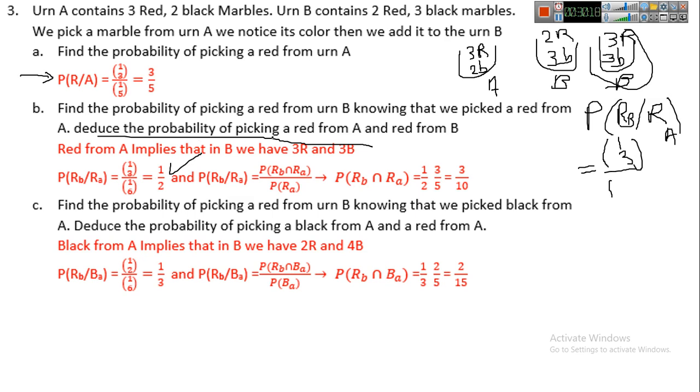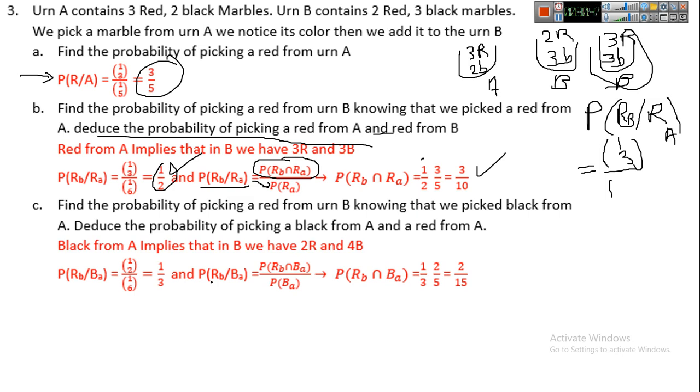Then deduce the probability of picking a red from A and a red from B. I want to have the intersection of both. Because I have this property, red of B knowing red from A, I cross multiply. So the intersection will be half, P of R of B knowing R of A, times P of red from A. To pick a red from A, we did it. It's 3 over 5, so it will be half times 3 over 5, which is 3 over 10.